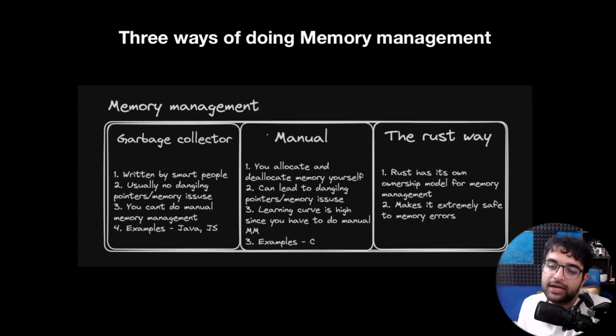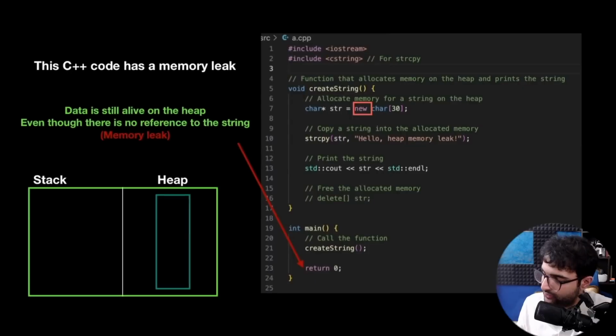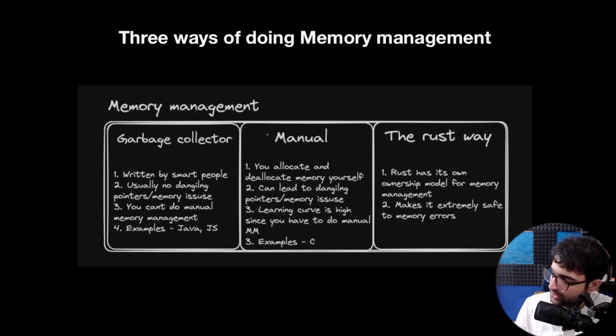As I said, it will force developers to write code a certain way so that they cannot run into this issue. And whenever a variable goes out of scope, it will automatically be deallocated. You don't have to manually deallocate it. What is the third way to do memory management? First way is garbage collection. Second way is manual. Third way is the Rust way.